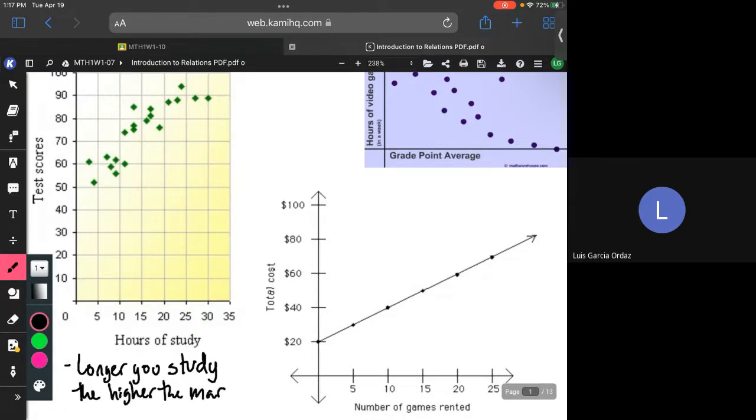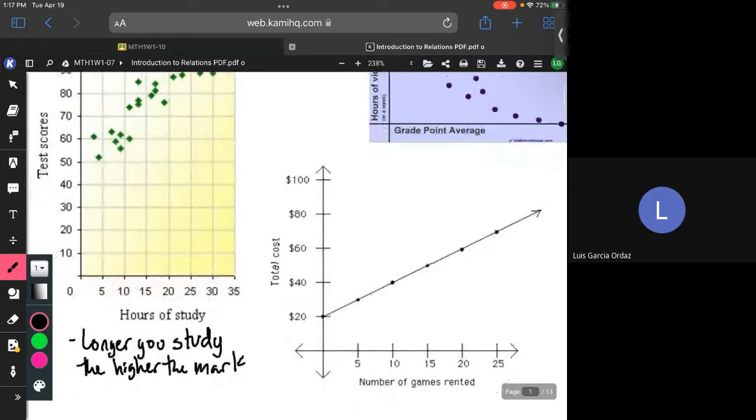I don't know what human being studies for 35 hours, but sure. Is this a positive or a negative correlation or constant? A positive. Yeah, it's a positive correlation because it's going up. And some people may argue, I don't have to study a lot, I'll still get high marks, which is true. But in this study, the general consensus was the longer you studied, the higher your marks were.